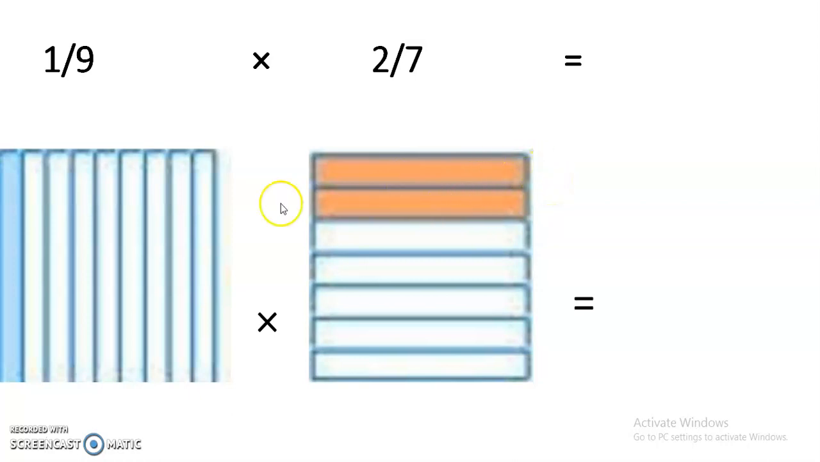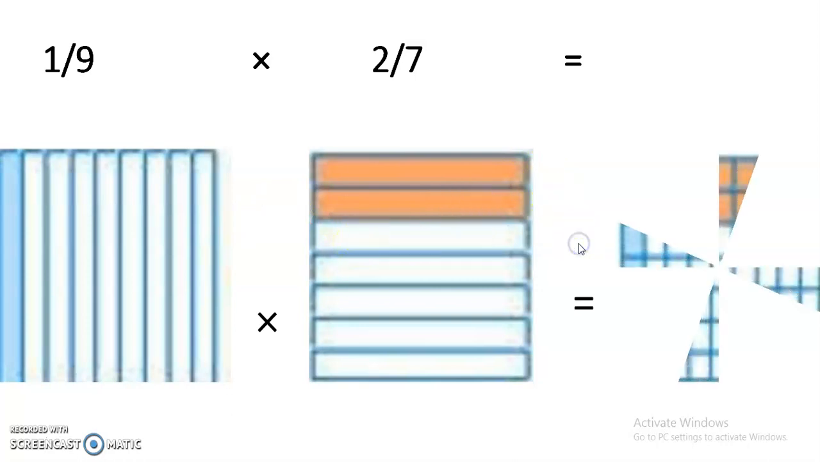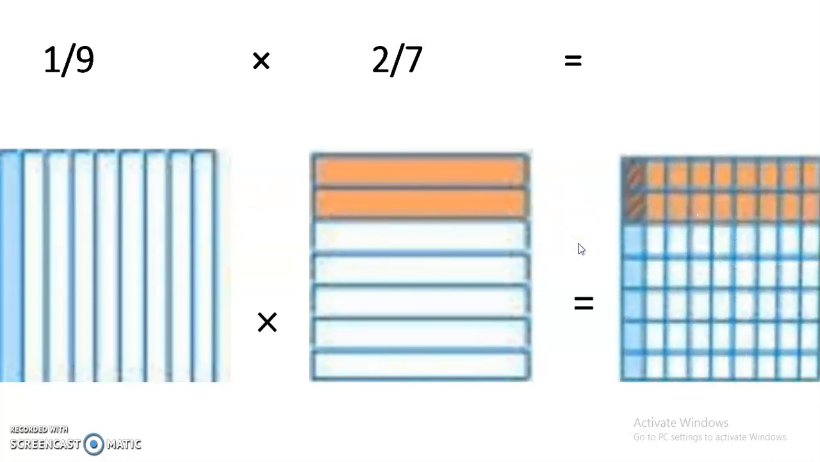So here 9 vertical and 7 horizontal. So total we are going to get 7 into 9 is 63. So if we sit and count all the parts, we'll get 63 parts, out of which you can see only 2 parts are coinciding, or overlapping, or you can say the shaded part over here, dark colored part.